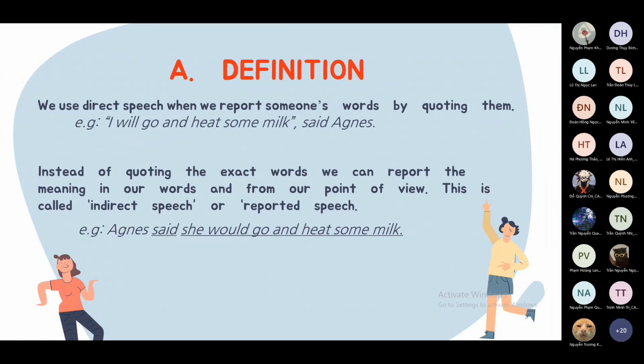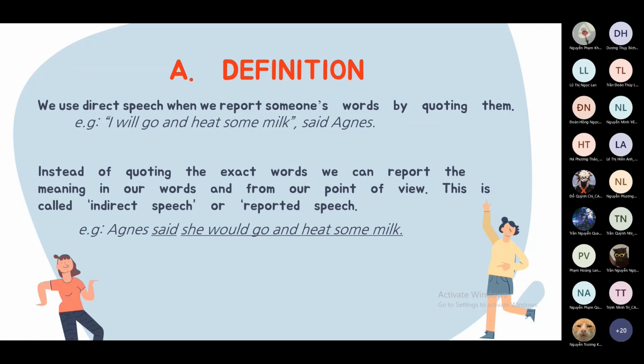First of all, we're going to talk about the definition of direct speech and reported speech. We use direct speech when we report someone's words by quoting them, like in this sentence, "I will go and get some milk," said Agnes. So instead of quoting the exact words, we can report the meaning in our words and from our point of view. This is called indirect speech or reported speech. The previous sentence is now changed into: Agnes said she would go and get some milk.